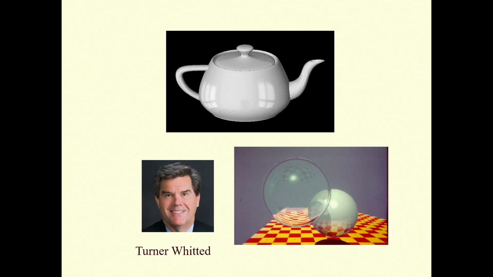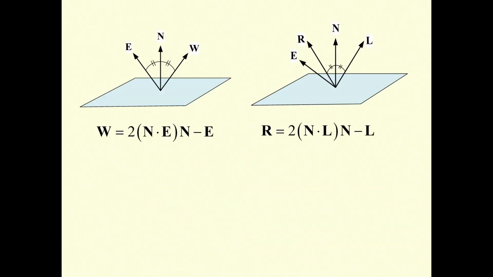And it turned out that Turner Whitted took this image, and he was so fascinated by it that it inspired him to go off and create ray tracing. So that comes out of this. And I finally realized that calculation of W as a function of E and N is the same as what Phong actually did, R as a function of N and L. So that's how he did it.